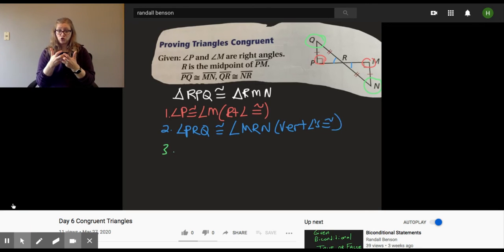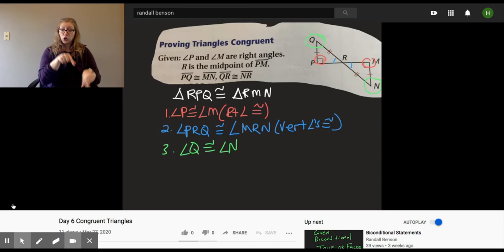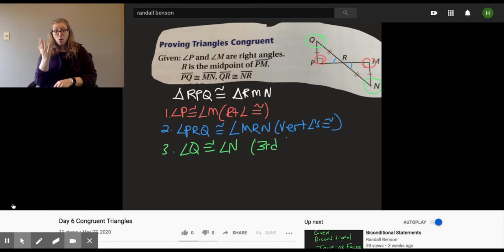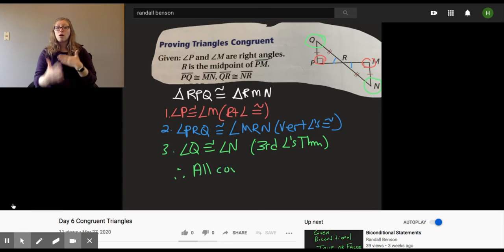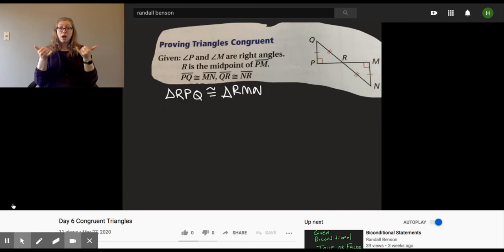Then that last statement is going to be true. Just angle Q is congruent to angle N. Why? Because of that theorem we have, the third angle theorem. And so therefore what we've shown so far is that all corresponding angles are congruent. Okay? So now if we can do the same thing for the sides, we're going to know those triangles are congruent. Okay, so in this part, we're going to show that the sides of the triangles are congruent.